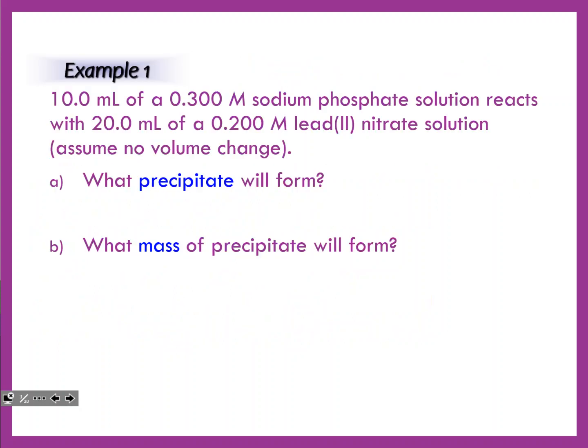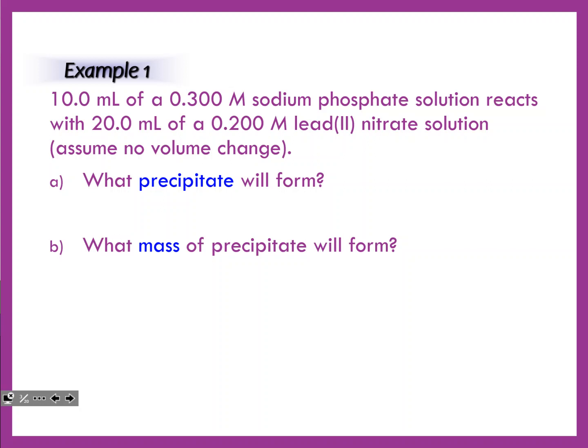All right, so we have 10 milliliters of 0.3 molar sodium phosphate solution reacting with 20 milliliters of 0.2 molar lead(II) nitrate solution. Assume no volume change occurs. So basically, when you put them together, it's just additive. What precipitate will form? So the first thing really to do is write out our chemical reaction.